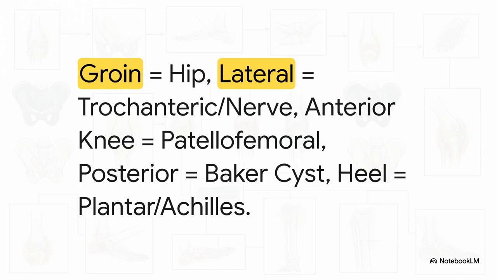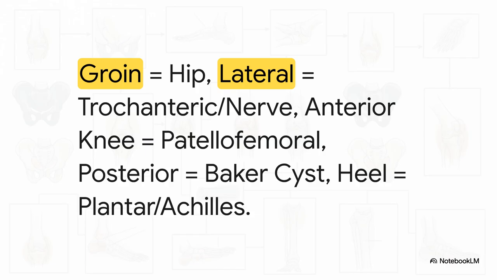Before you even think about ordering a single test or asking about pain quality, you need to anchor your thinking to exactly where that pain lives. Groin pain, that locks you right into the hip joint itself. Lateral hip pain immediately suggests trochanteric soft tissue or nerve entrapment.